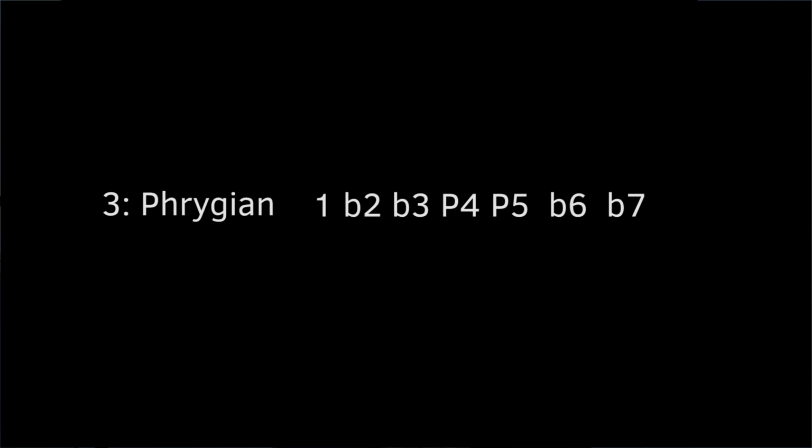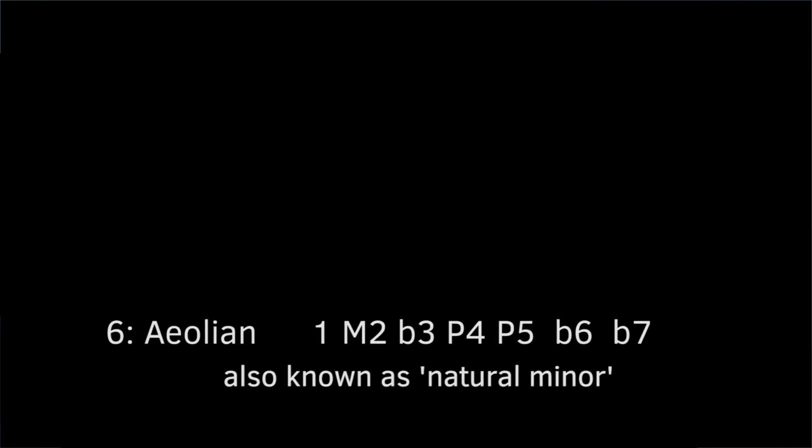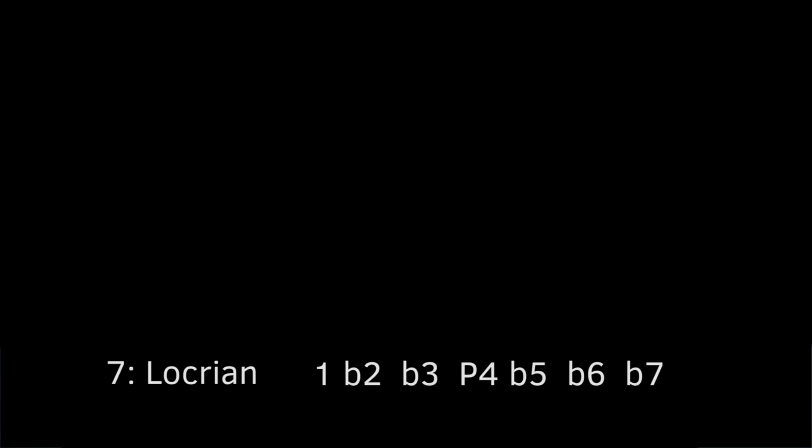Phrygian has a flat 2, flat 3, flat 6, flat 7. Aeolian, synonymous with the natural minor scale, which we'll talk about at some point in the near future: a flat 3, a flat 6, a flat 7. Locrian, flat 2, flat 3, flat 5, flat 6, flat 7.